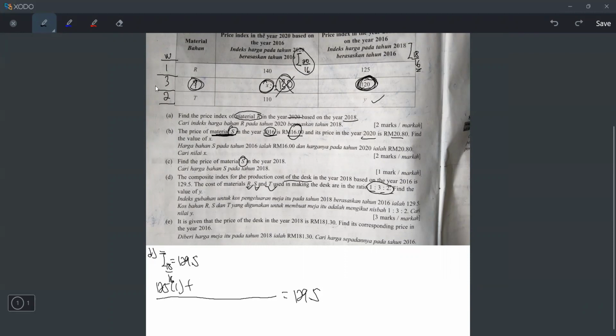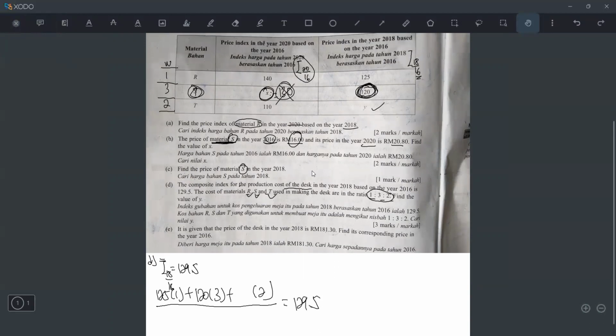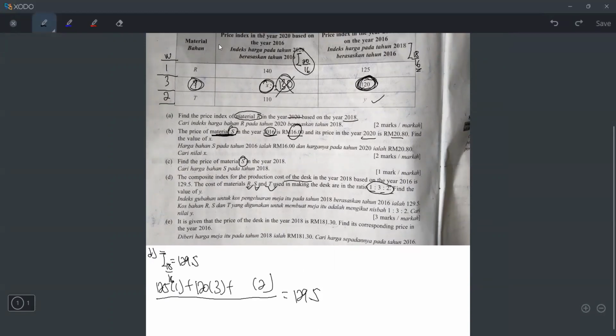1 plus 120 times 3, plus Y times 2, but the 2Y. Y you don't have yet, right? No, we need to find it. So if we don't have Y, then we just put Y, okay? Over the total weightage. What's the total weightage? 1 plus 3 plus 2.